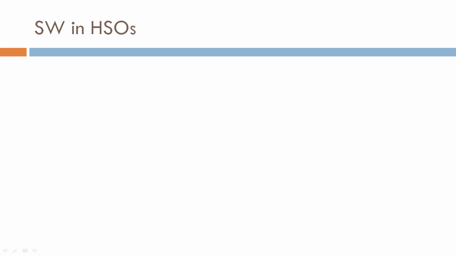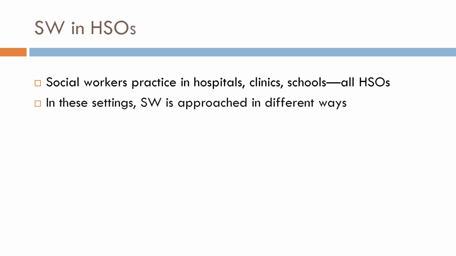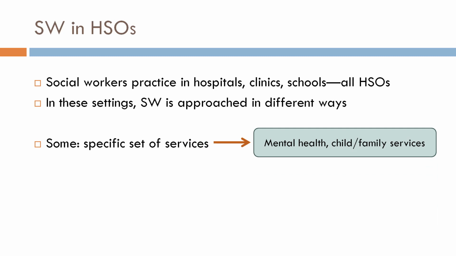In fact, social workers practice in a variety of human service organizations, such as hospitals, clinics, schools. And then within these varied settings, social work is approached in different ways. For example, some human service organizations provide specific services, such as maybe mental health or child and family services.